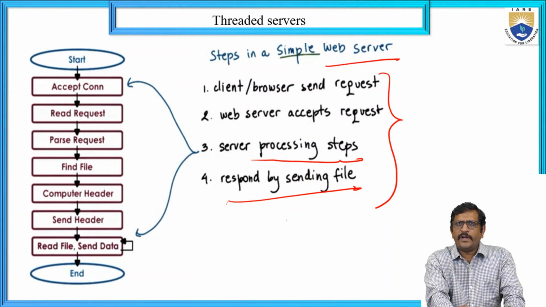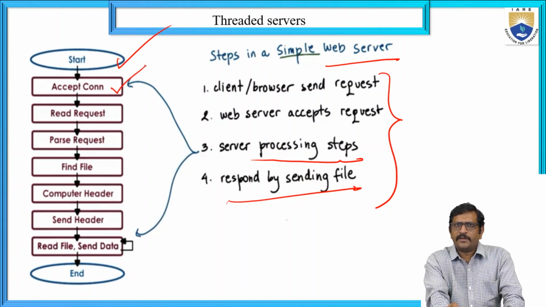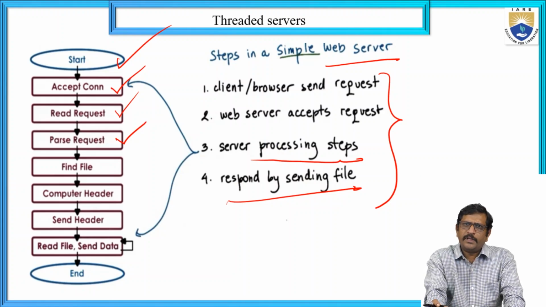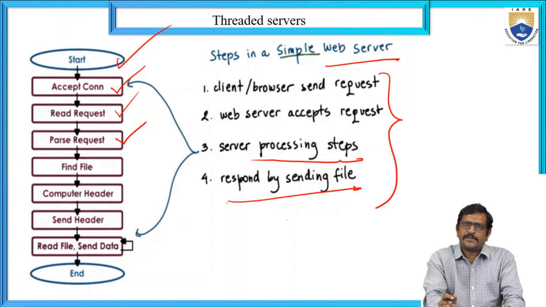Here is the flow diagram for improving the performance. First you start, then accept the connection. Once the connection is accepted, the threaded server is connected to the client. Then it reads the request sent by the client and parses it. Parsing means checking whether the request is syntactically correct and semantically meaningful or not.